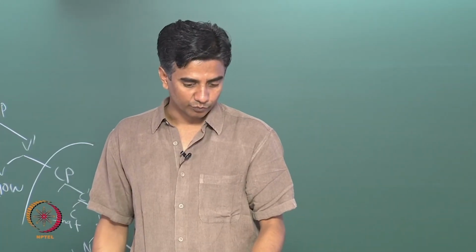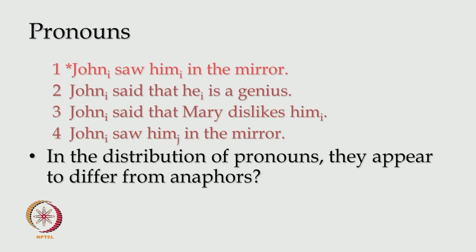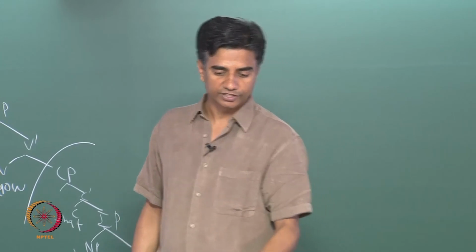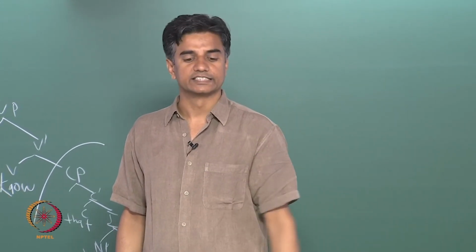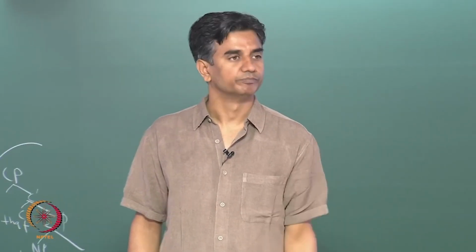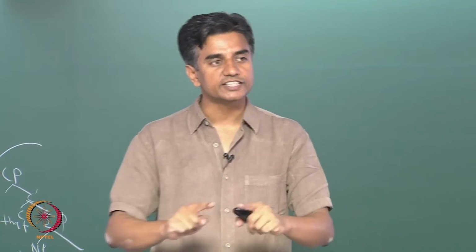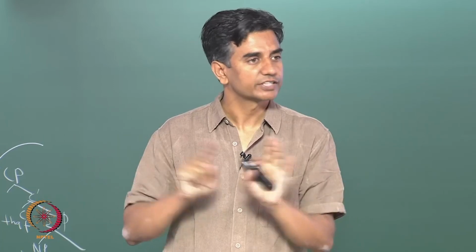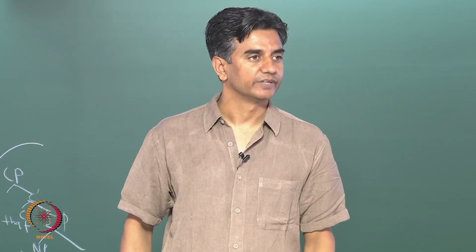Therefore, we say that the distribution of pronouns and anaphors appears different. And this is the difference which leads us to principle B, which says a pronoun must be free in the binding domain. Free means not bound. That is, the conditions that apply for binding, C-command and co-indexation, must not work for them. That is the meaning of being free.